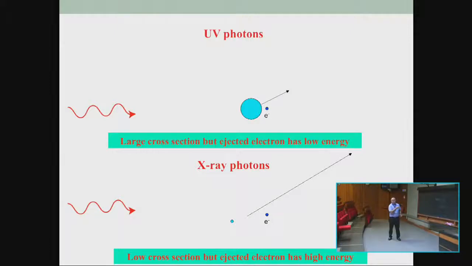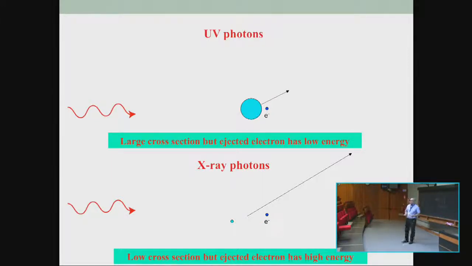Whereas if you have an X-ray photon, the X-ray photon sees the atom as a tiny thing because the cross-section is small. But if this ionization happens, the excess energy that the electron has as it flies off is huge, because out of this 1 keV, 13.6 electron volts went to the ionization. The rest should go somewhere else, and it normally goes to kinetic energy. Normally. Actually, it goes to a few things. I'll get to that.